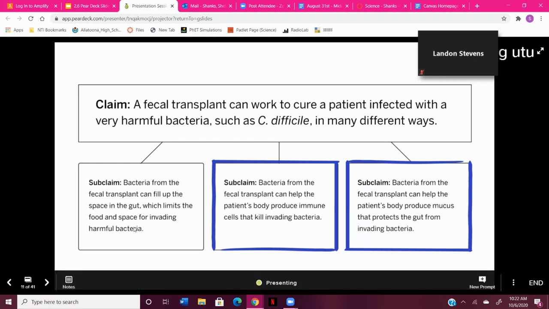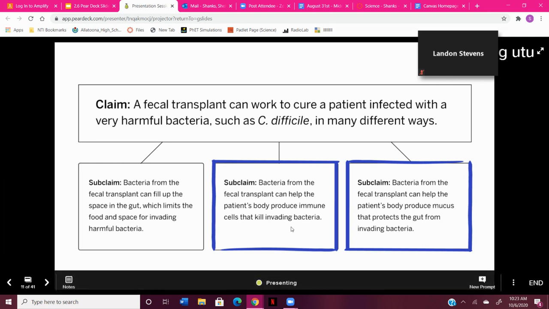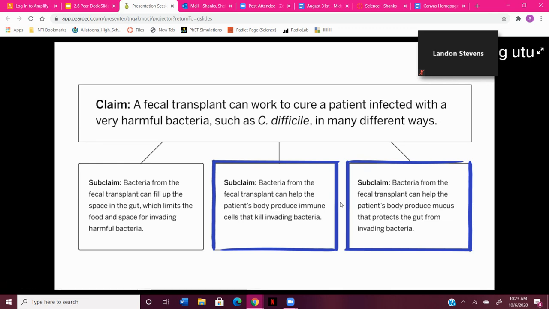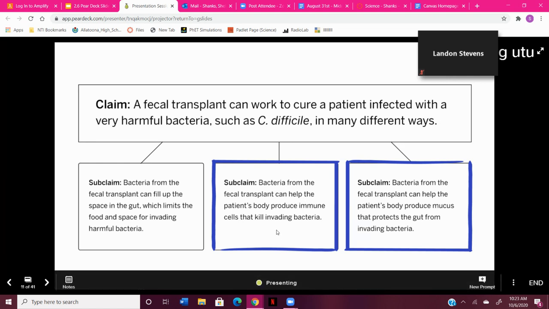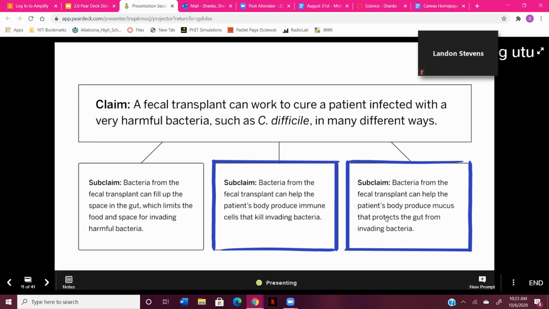And so we looked at this subclaim over here, saying bacteria from the fecal transplant can fill up the space in the gut, which limits the food and space for invading harmful bacteria. We are not focusing on that today. We are focusing on these 2 that are boxed in with blue. So this first one that's boxed in, it's our subclaim 2. It says bacteria from the fecal transplant can help the patient's body produce immune cells that kill invading bacteria. And this third subclaim says bacteria from the fecal transplant can help the patient's body produce mucus that protects the gut from invading bacteria. So this one is saying that the fecal transplant helps produce mucus.